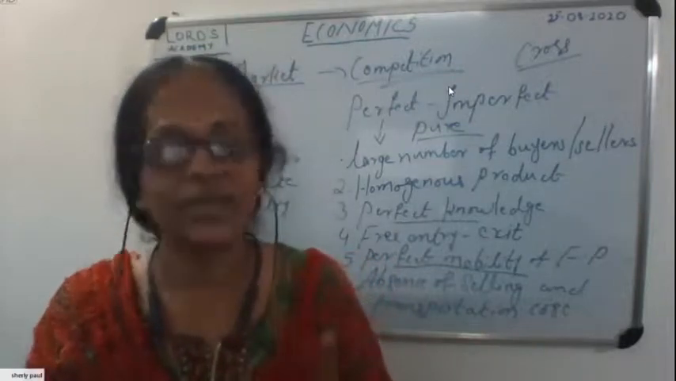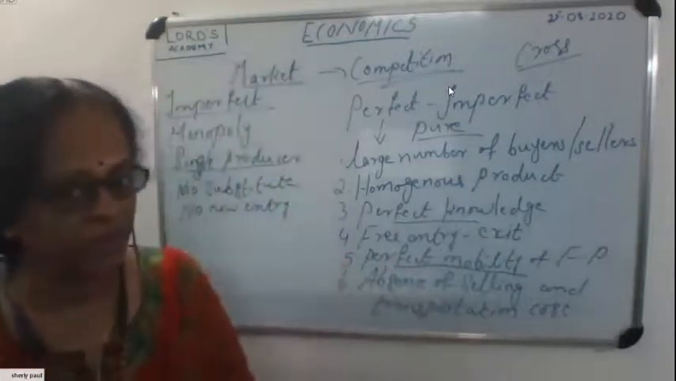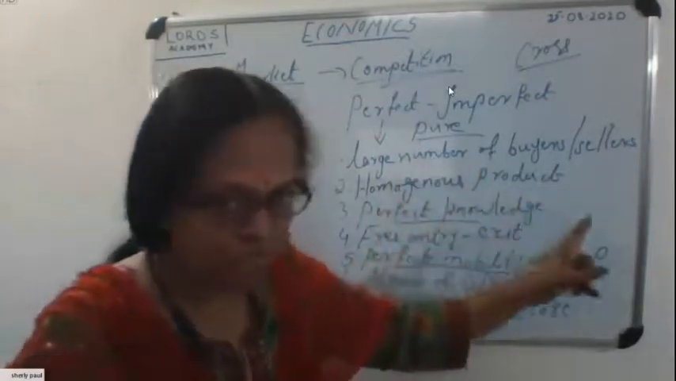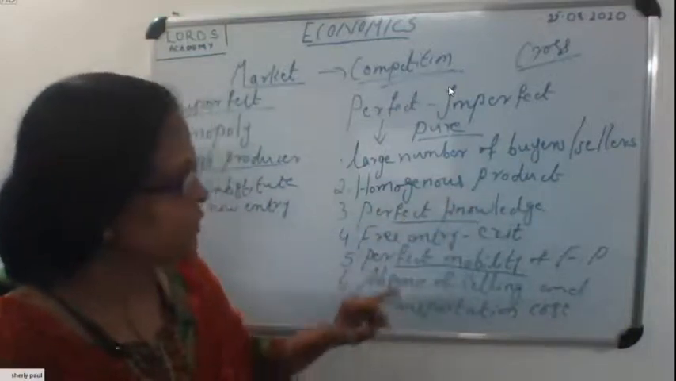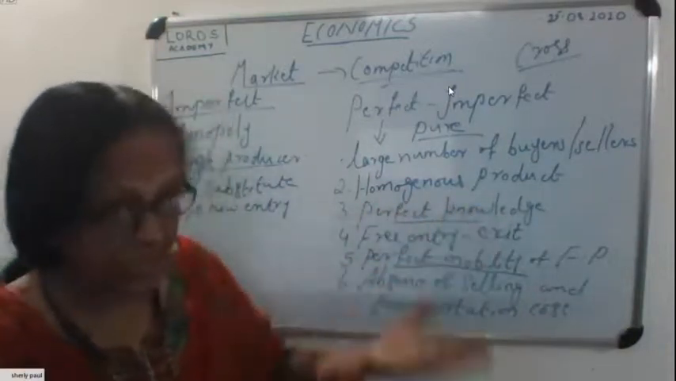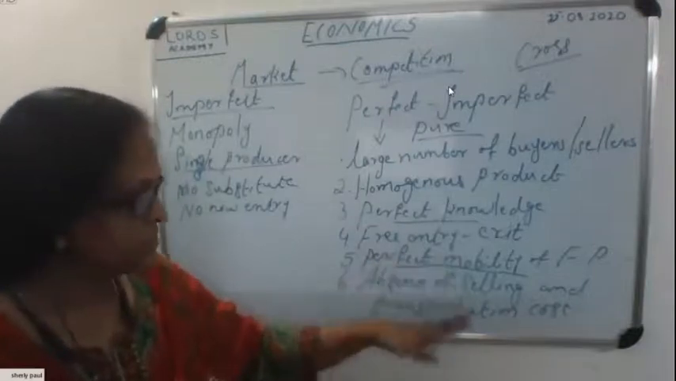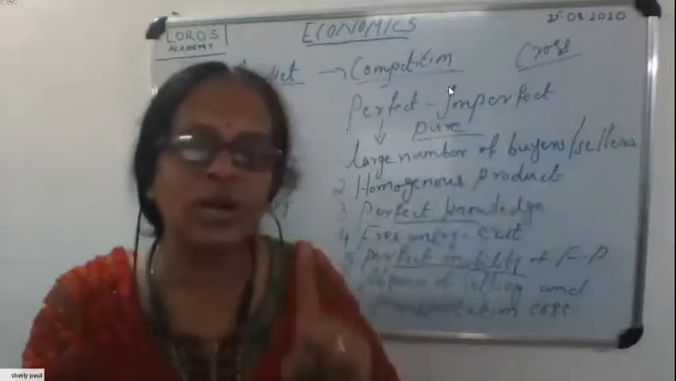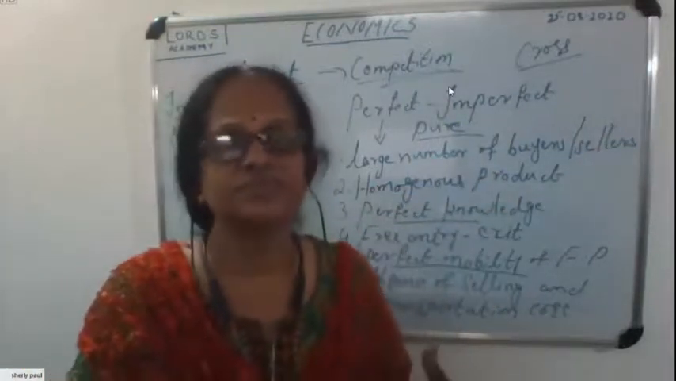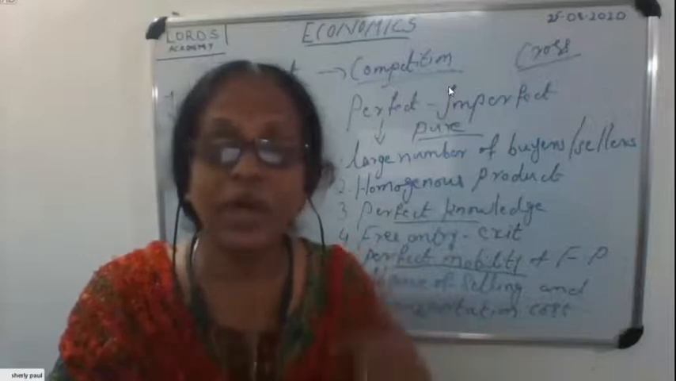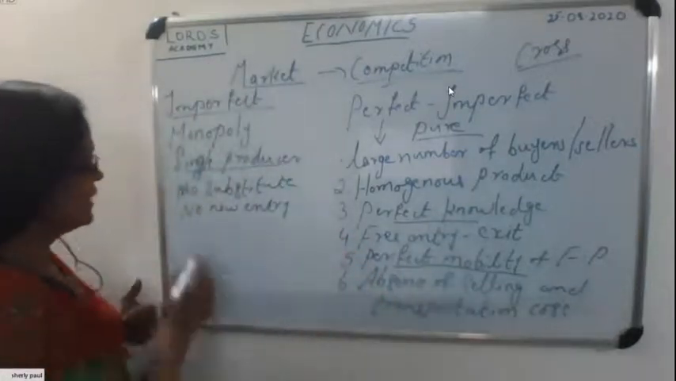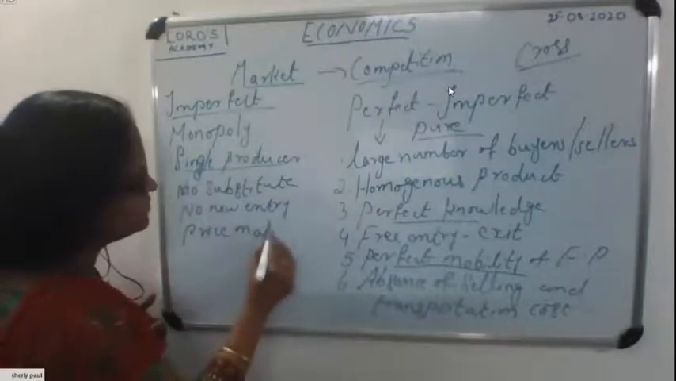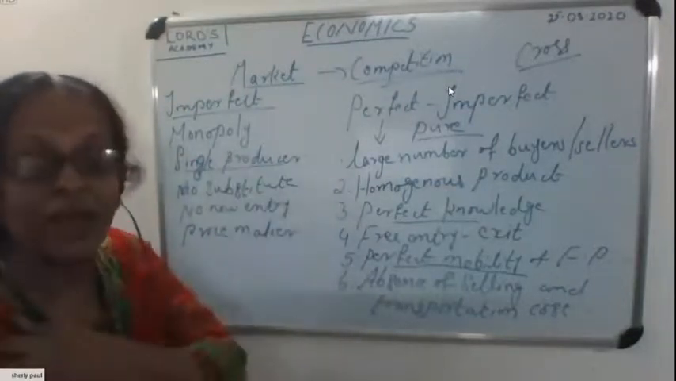We said one word there, price taker and price maker. When we study perfect competition, large number of buyers and sellers, homogeneous product, perfect knowledge, free entry and exit, perfect mobility. Therefore, in perfect competition, the seller is only the price taker. Clear? But here in monopoly, he is a price maker.